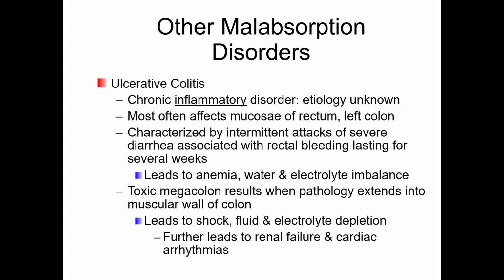Ulcerative colitis. It's a chronic inflammatory disorder with an unknown etiology, so we don't know what causes it. It most often affects the mucosae of the rectum and left colon. It's characterized by intermittent attacks of severe diarrhea associated with rectal bleeding lasting for several weeks. It leads to anemia, water and electrolyte imbalance. Toxic megacolon results when the pathology extends into the muscular wall of the colon. It leads to shock, fluid and electrolyte depletion, and further leads to renal failure and cardiac arrhythmias.